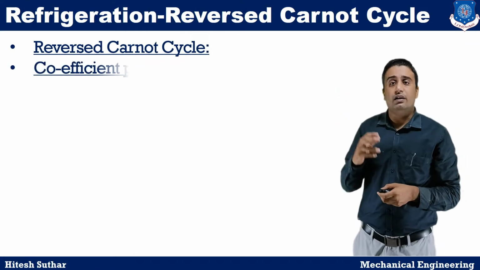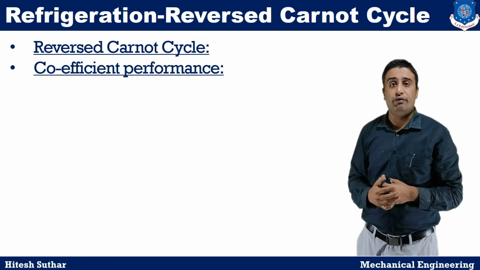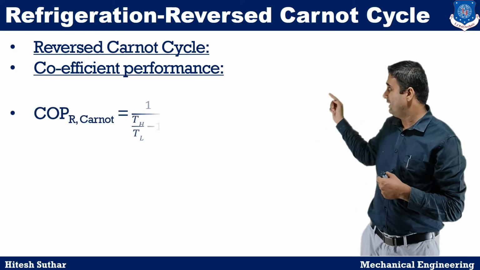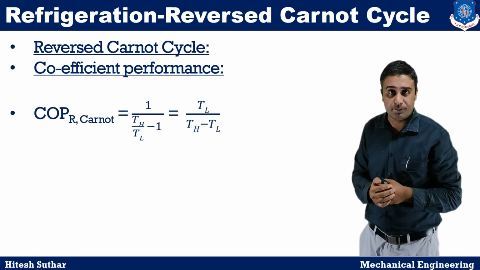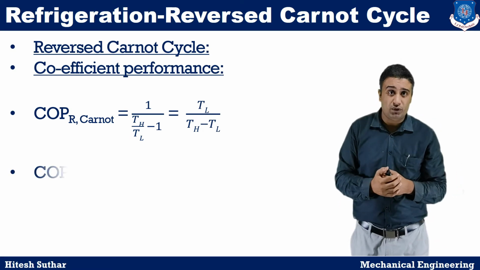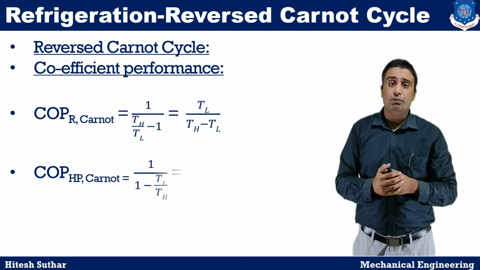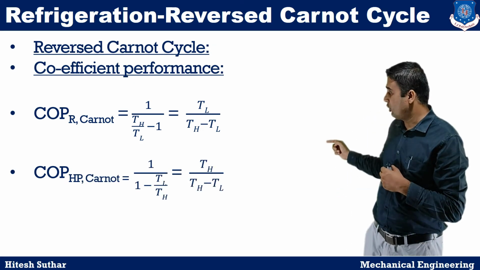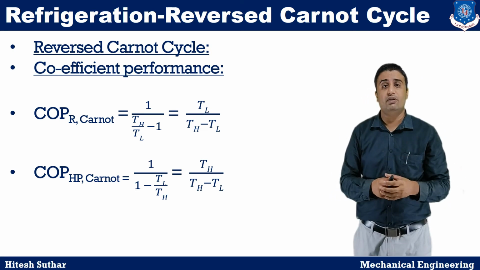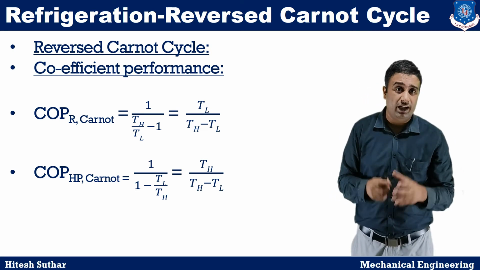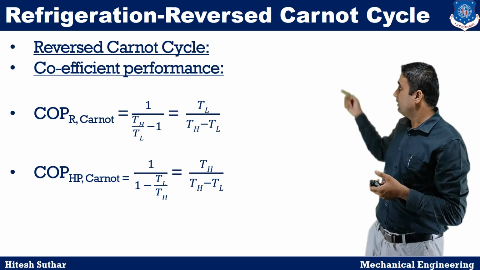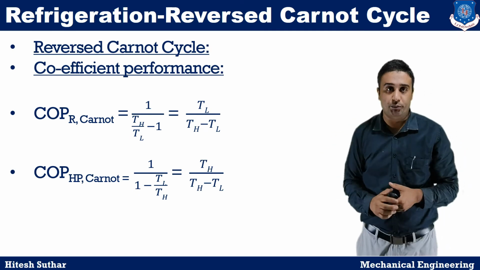Now we'll discuss the COP of a refrigerator and the COP of a heat pump. As we calculated here, the COP of a Carnot refrigerator is TL upon (TH minus TL). The COP of a Carnot heat pump is TH upon (TH minus TL). In refrigeration, we want the cooling effect, and in a heat pump, we want the heating effect. This is the basic difference between a refrigerator and a heat pump.